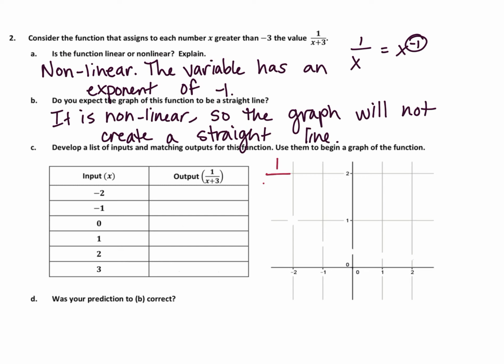If I were to plug in a -2 as my input, where the x is, -2 plus 3 gives me a 1. 1 over 1 is the same as 1. If I put a -1 in the x spot, -1 plus 3 gives me a 2. So our next value would be 1/2. A 0 in the x block, when added to 3, gives me 3. So our output for that value is 1/3.